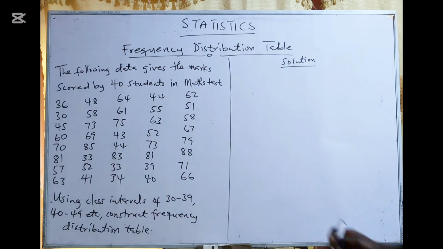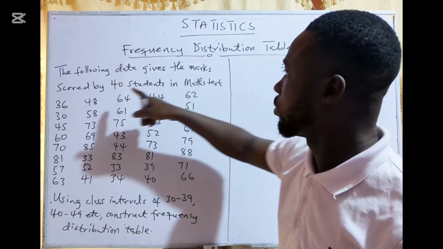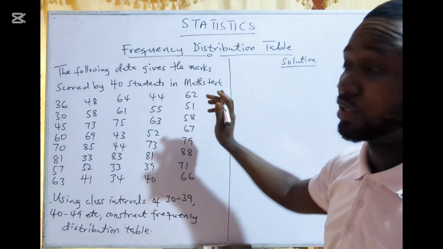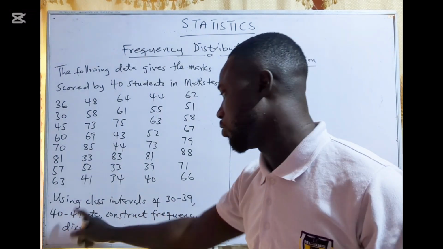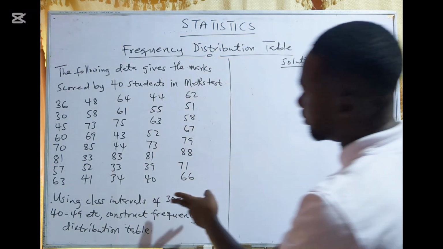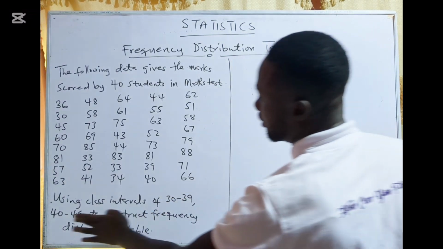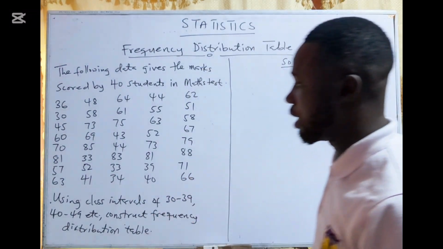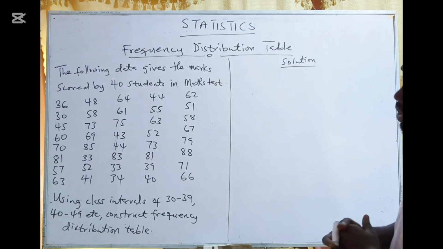Okay, so let's look at this example. The following data give the math scores by 40 students in a master. If you count all the numbers there, it will give you 40. Using class intervals of 30 to 39, 40 to 49, construct a frequency distribution table. So this is grouped because we have a range of values: 30 to 39, 40 to 49, etc. It means that we have 50 to 59, 60 to 69, until we get to the last number which falls within that particular range.